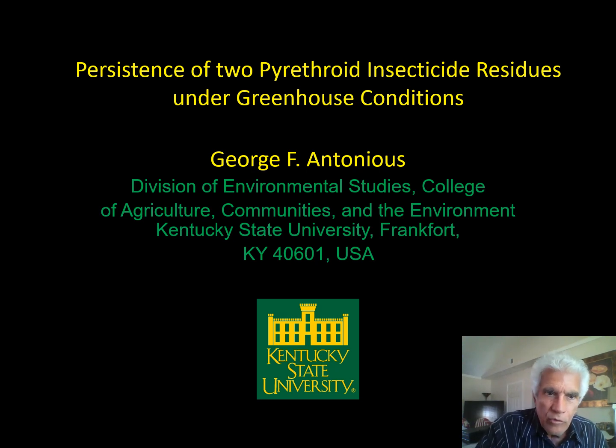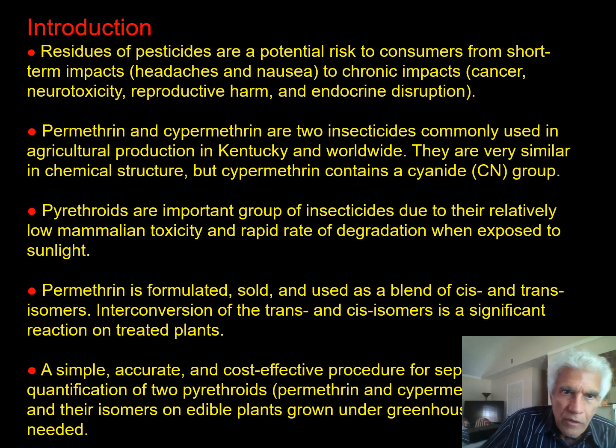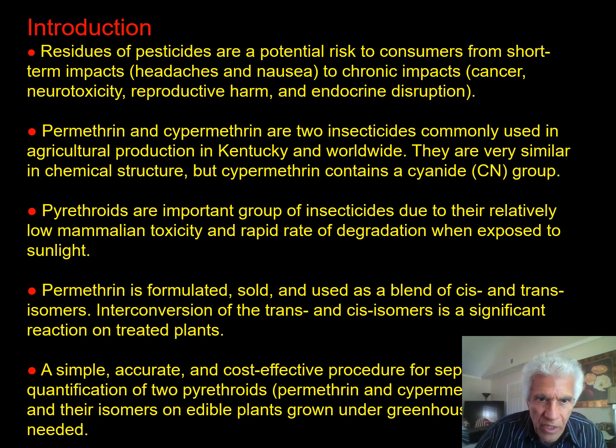Hello everybody, I'm going to talk today about persistence of two pyrethroid insecticides under greenhouse conditions. Residues of pesticides are a potential risk to consumers, from short-term impact to chronic impact. Permethrin and cypermethrin are two insecticides commonly used in agriculture production.